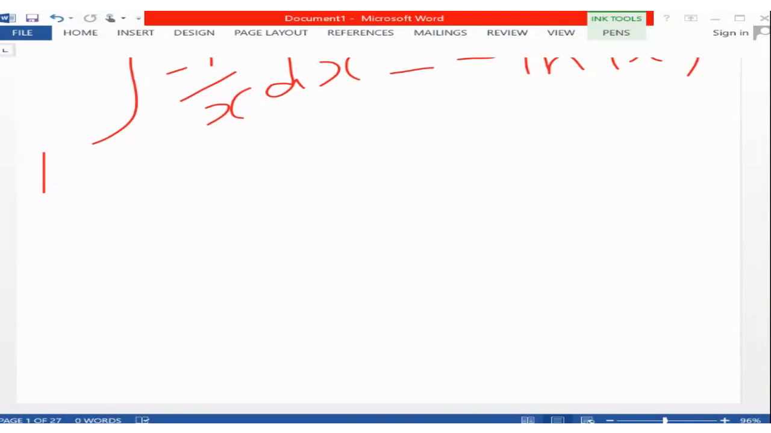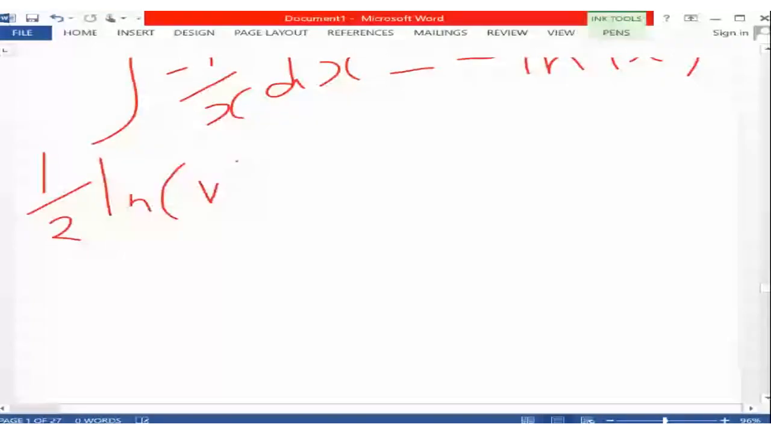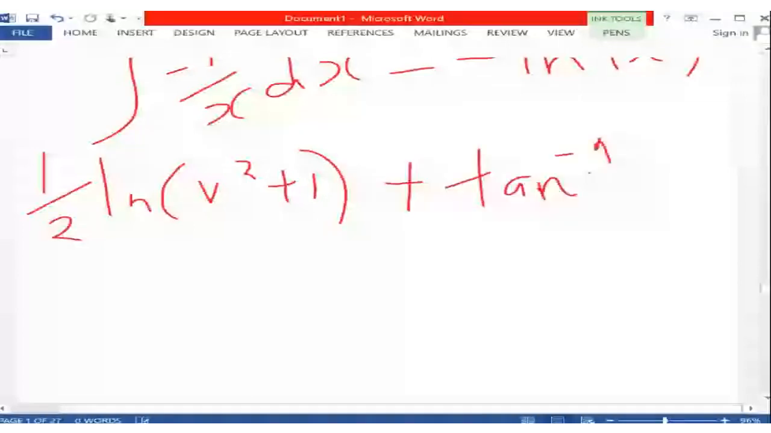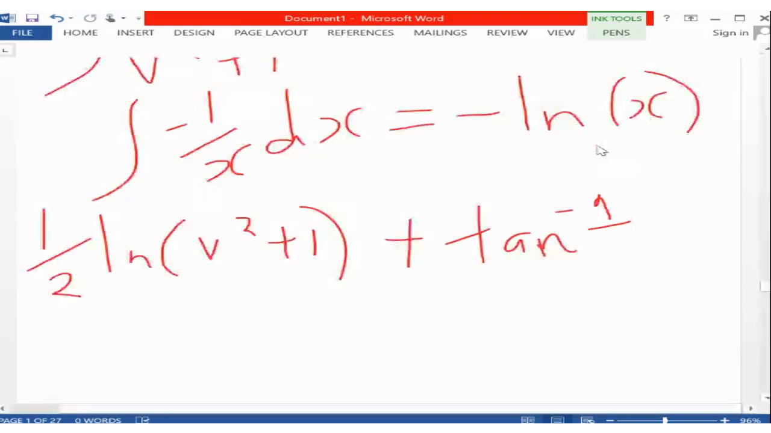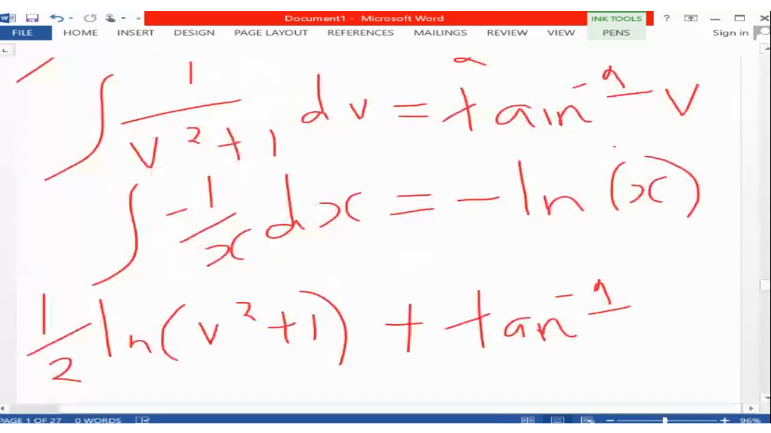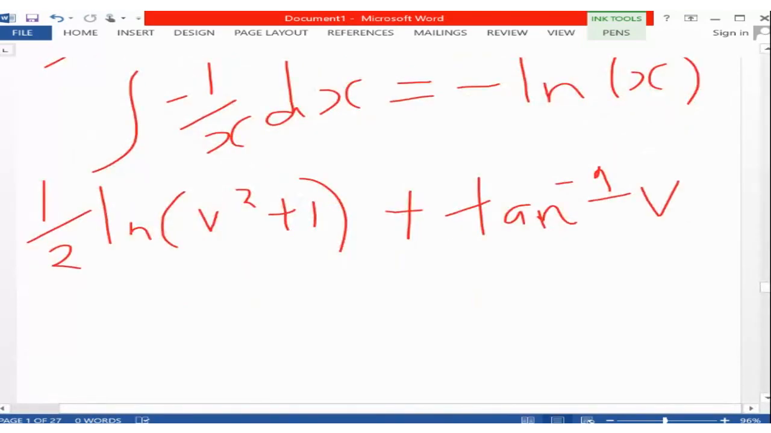So I'll have a half. The first answer we have gotten is ln of v squared plus 1, plus the tan inverse of v, is equal to negative ln x, plus now what? You just add 1 c.